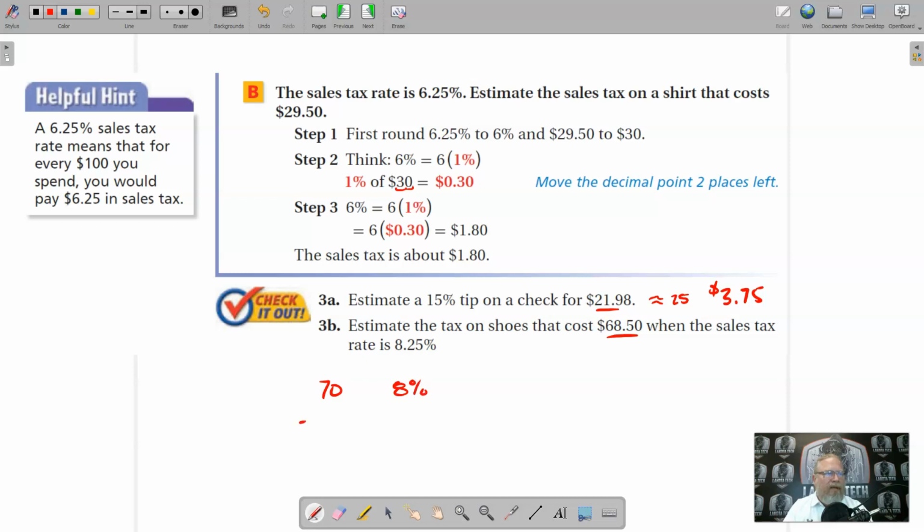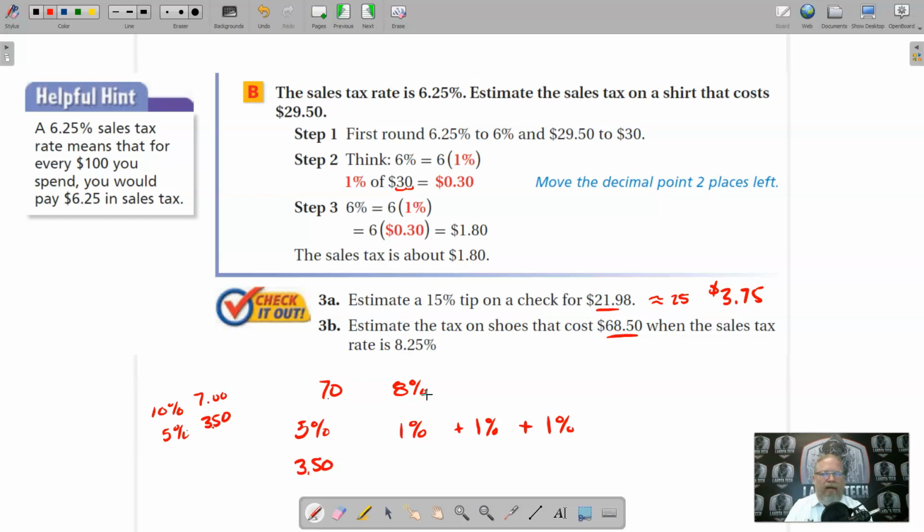Well, 8% is like 5% plus 1% plus 1% plus 1%. I think I get it that way. So 70, let's move it over one place to get 10% would be $7. 10% would be $7. 5%, half of 7 is 3.50. So we'll figure that at 3.50 here.